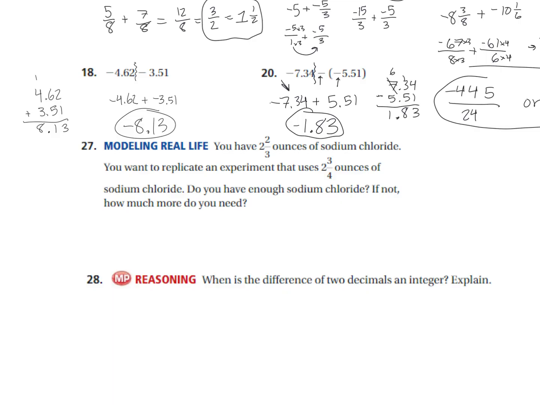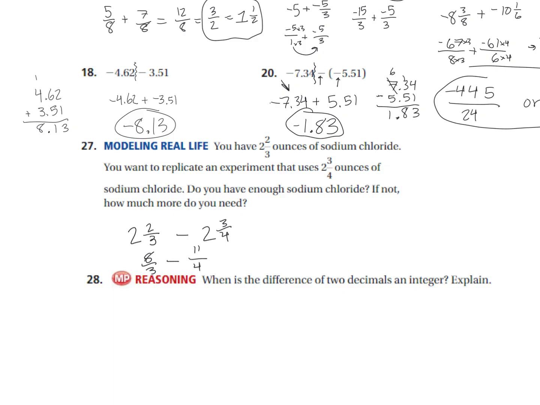Okay, so let's start by taking what we have and trying to take away what we need. Okay, so 2 2/3 minus 2 3/4. Well, we can rewrite these to be 8/3. 3 times 2 is 6, plus 2 is 8, minus, and this would be 4 times 2 is 8, plus 3 is 11 over 4.